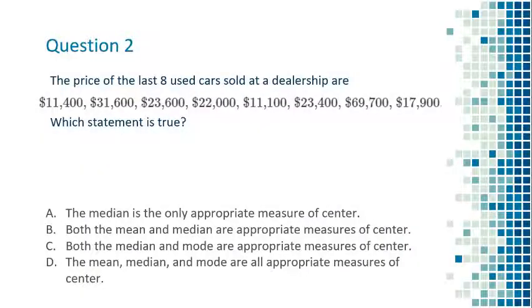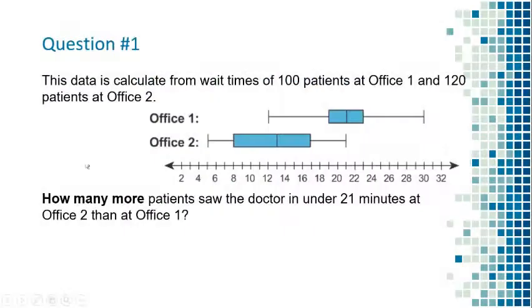In this first question, it says the data is calculated from wait times of 100 patients at Office 1. There are 100 patients at Office 1, and there are 120 patients at Office 2. Now it says, how many more patients saw the doctor in under 21 minutes at Office 2 than at Office 1? So let's take a look.